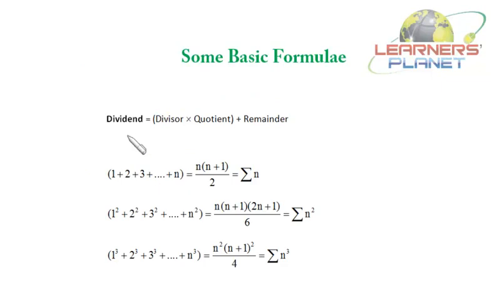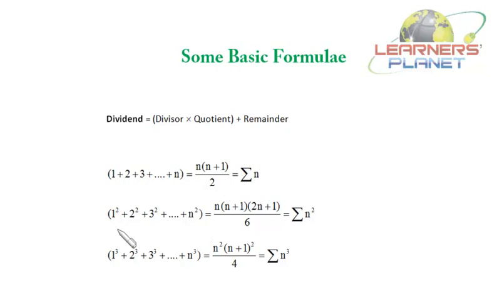As we know, dividend is equal to divisor into quotient plus remainder. We'll be using the same while solving multiple choice questions. Here we have been given the sum of the first n natural numbers, that is 1+2+3 till n, and the formula for that is n(n+1)/2. You should memorize this formula so it will be easy for you to solve the problems.